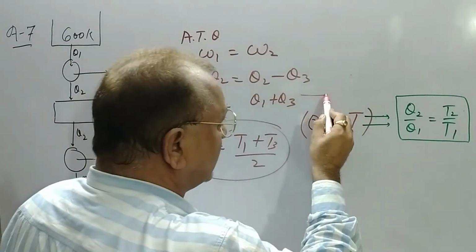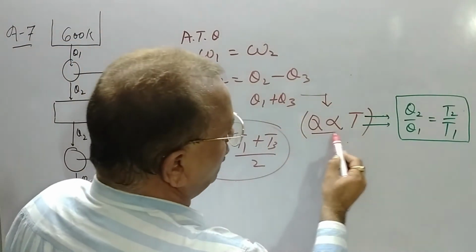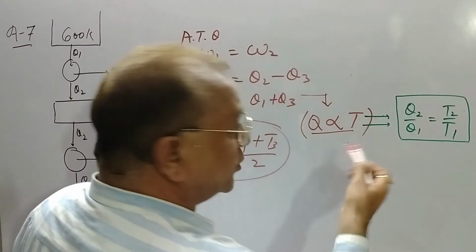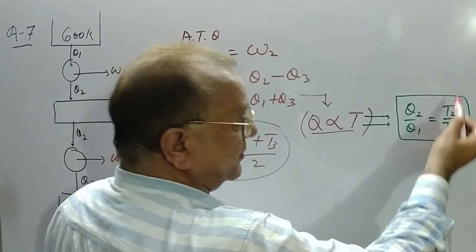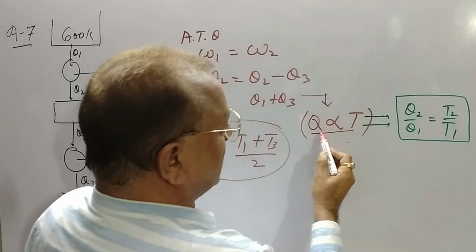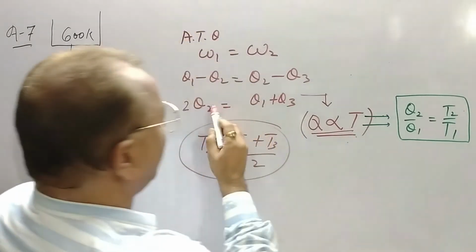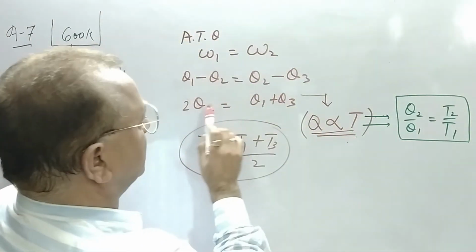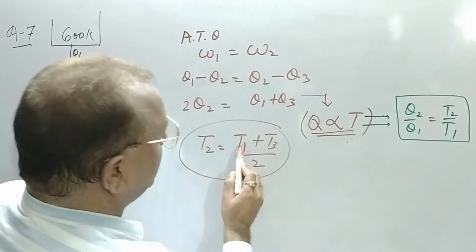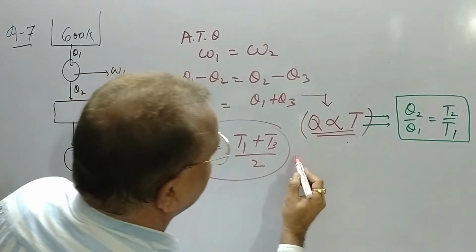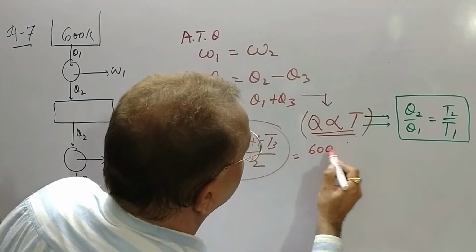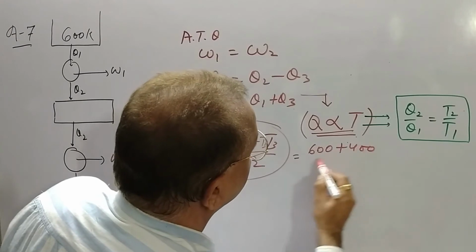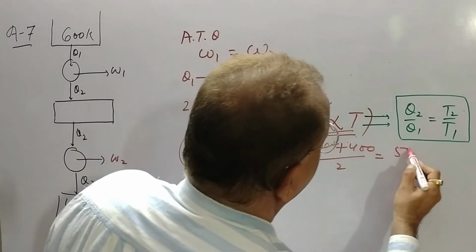Now the actual trick is here. Q and T, ratio-wise, can be taken as the same. So Q is proportional to T. So instead of heats 1, 2, 3, you can use temperatures 1, 2, 3. Now T1 is 600, T3 is 400, that gives you 500 K.